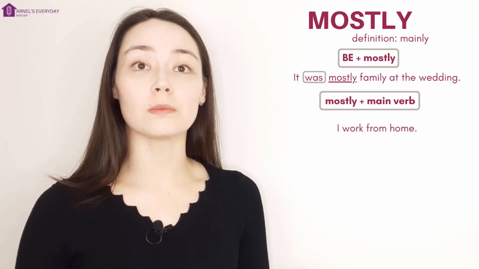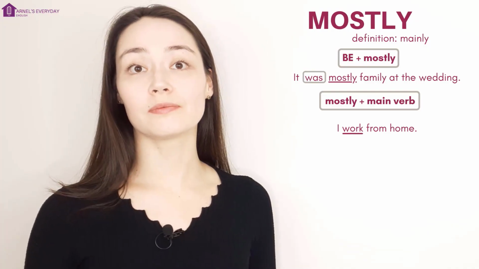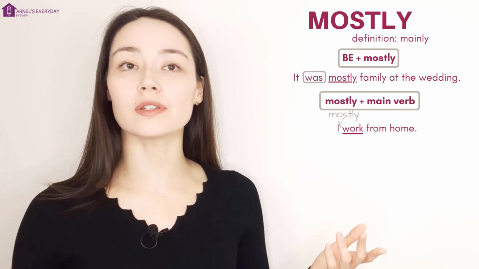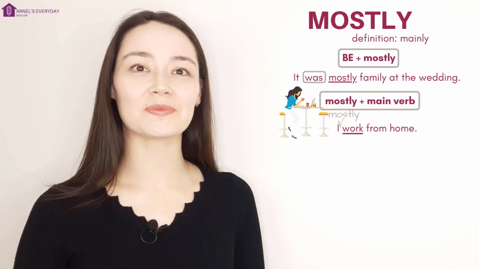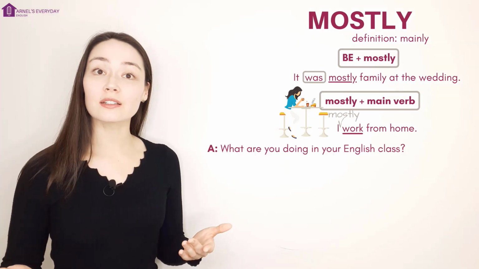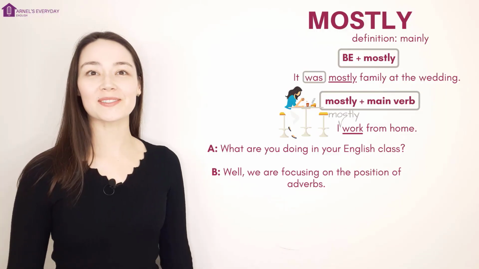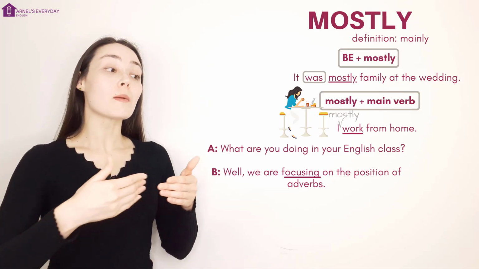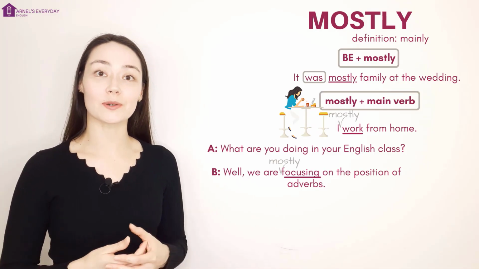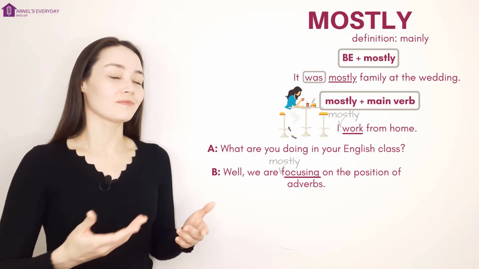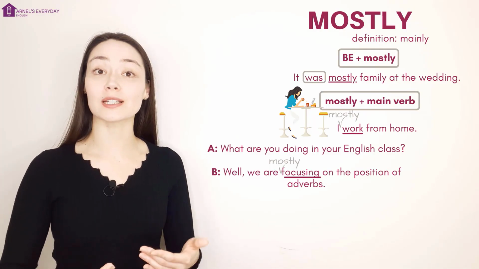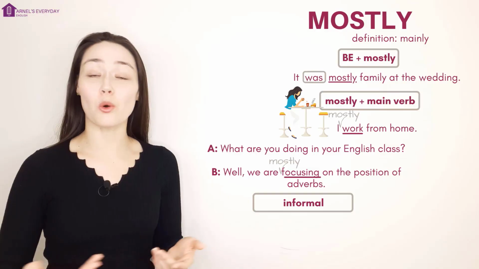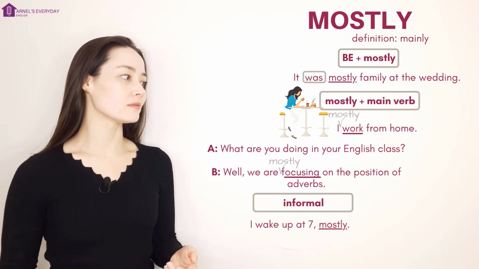I work from home. What's my main verb? Work. I mostly work from home. Sometimes I do go to the office, or I can work in a cafe. What are you doing in your English class? We are focusing on the position of adverbs. What's my main verb? Focusing. We are mostly focusing on the position of adverbs. In this case, are is a be form, but it's my auxiliary verb. In informal spoken English, we can put mostly at the end position or the front position. I wake up at 7. Mostly.